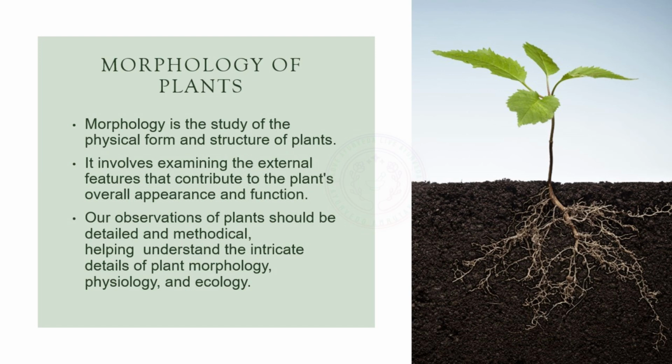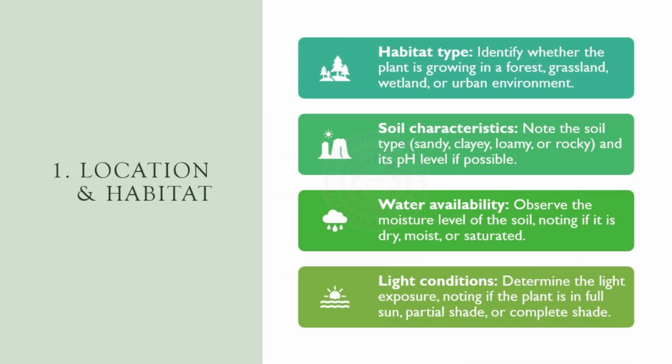To get started, think about this. What's the very first thing you'd notice if you were studying a plant in its natural habitat? Location. The environment or habitat type is crucial in understanding any plant. Is it growing in a forest, a grassland, a wetland, or even in an urban area? Each of these locations tells us a story about the plant's needs and how it's adapted to survive there.